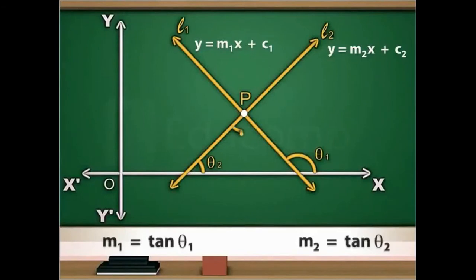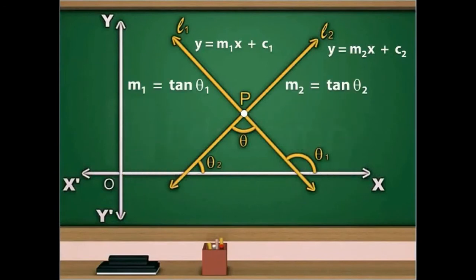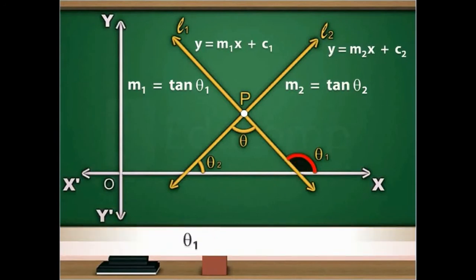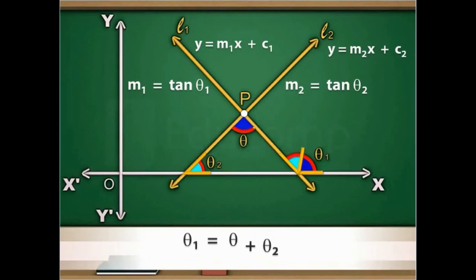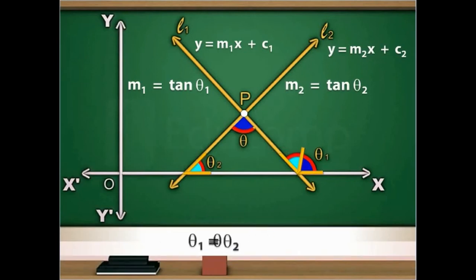Let us assume that theta is the acute angle formed between the two lines L1 and L2. Now, according to the exterior angle property of a triangle, θ1 is equal to the sum of theta and θ2. This implies that theta is equal to θ1 minus θ2.